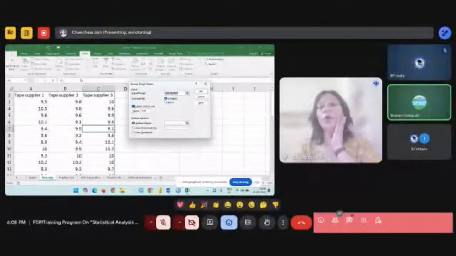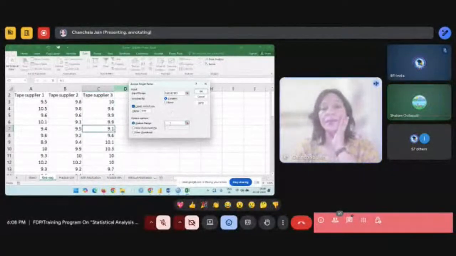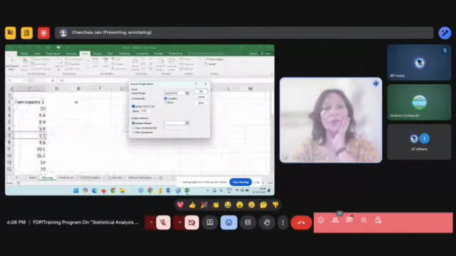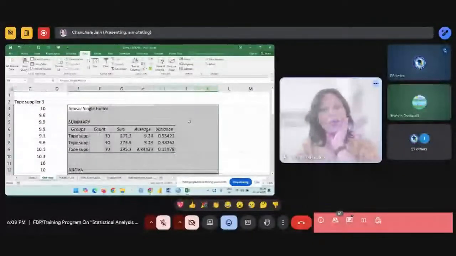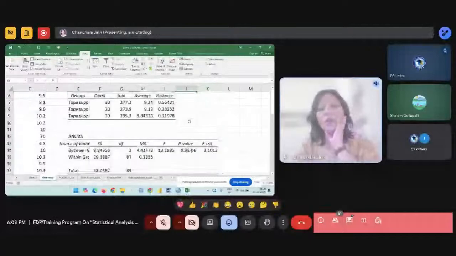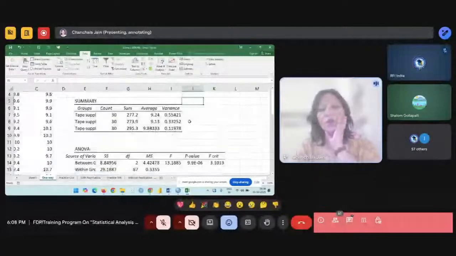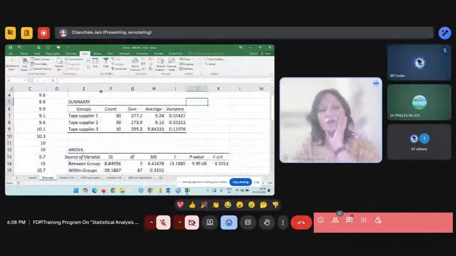So click on OK now. After selecting the location of your output, click on OK. Once you click on OK, I think you got the output. Everyone has got it? Yes, ma'am. Fine. So I'll go for the interpretation now.